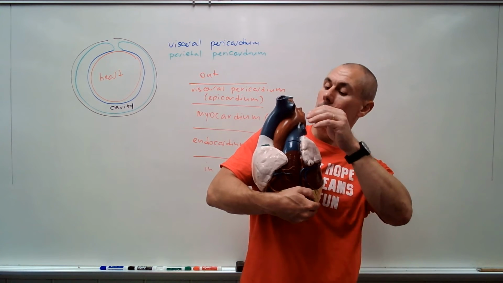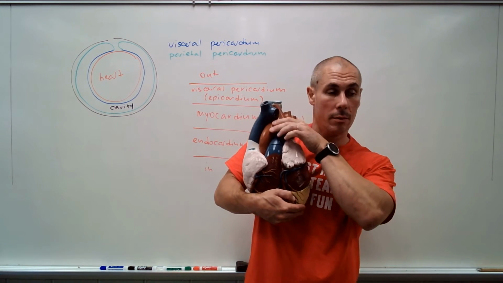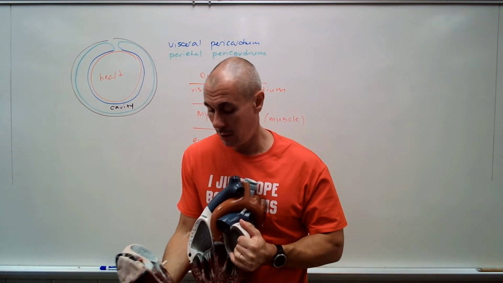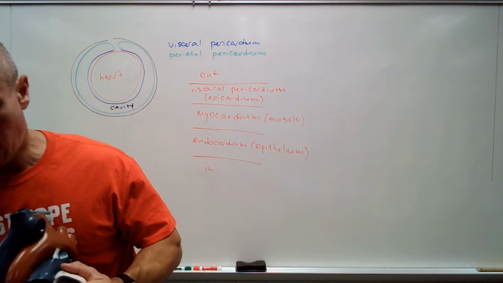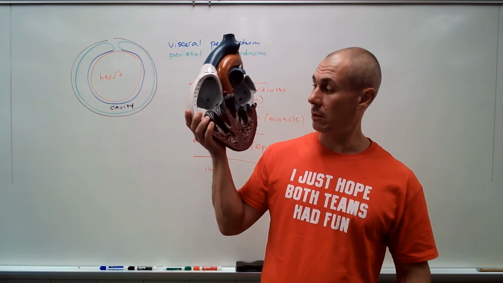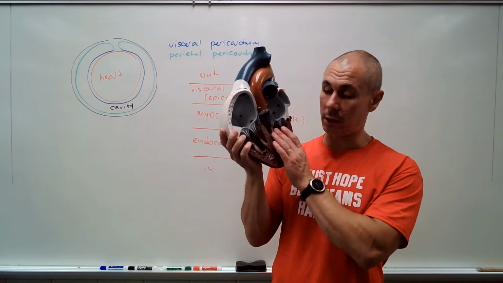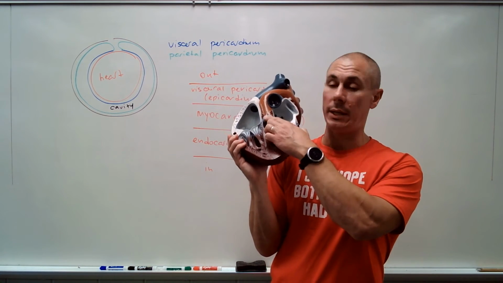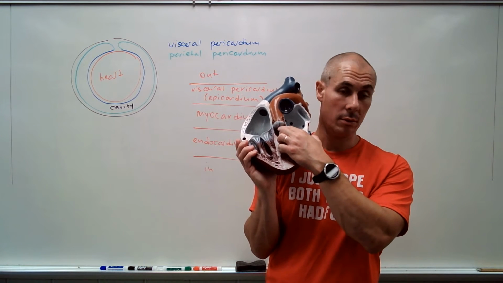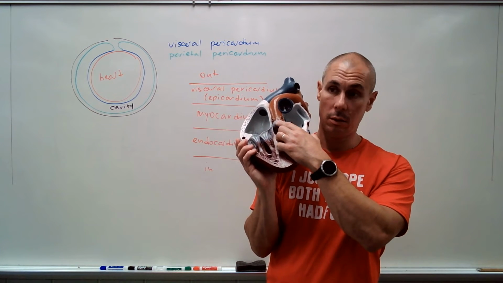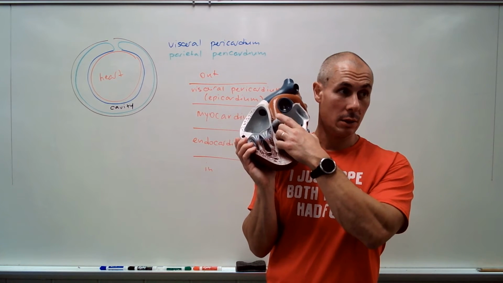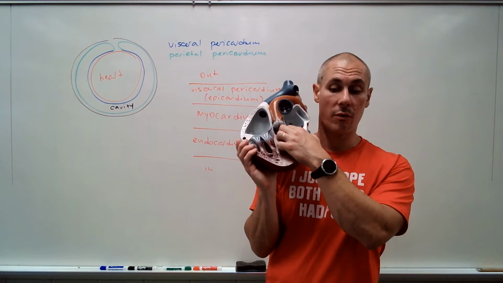pumps the blood into the aorta. Okay, so this is the aorta. Now, if you look back into the structure of the ventricle, you can see that when the left ventricle pumps the blood into the aorta, blood has to go through another valve. This valve here is one of two semilunar valves. This is the aortic valve.